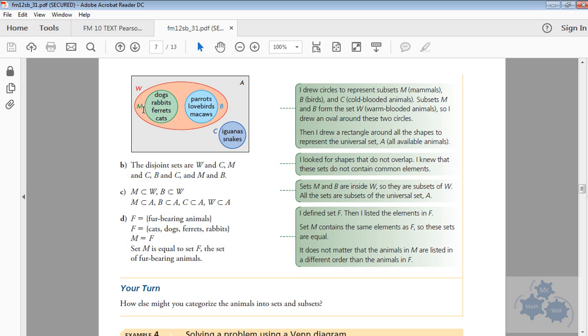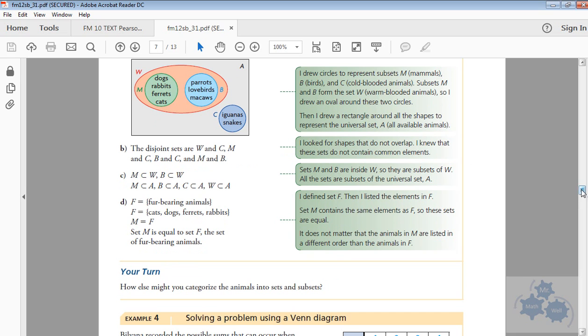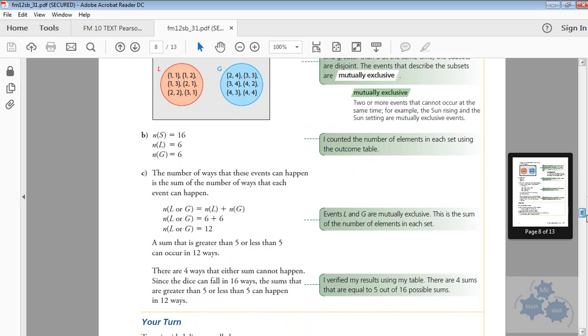Would W and M be disjoint sets? What about W and M? Inside W is dogs, rabbits, ferrets, cats, parrots, lovebirds, macaws. Inside M is dogs, rabbits, ferrets, cats. Do they have any elements in common? Yes, they do, so they are not disjoint. If one subset is inside another subset, they are not disjoint. And of course, there are other ways you could disaggregate or separate the data, but that's basically what I want you to get from this.